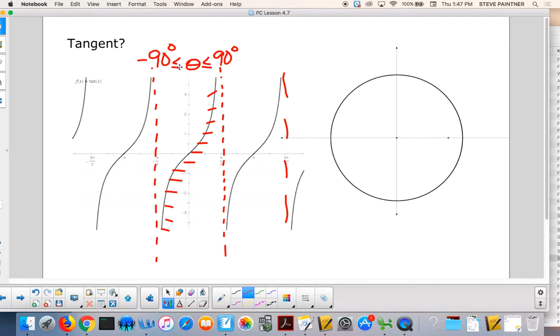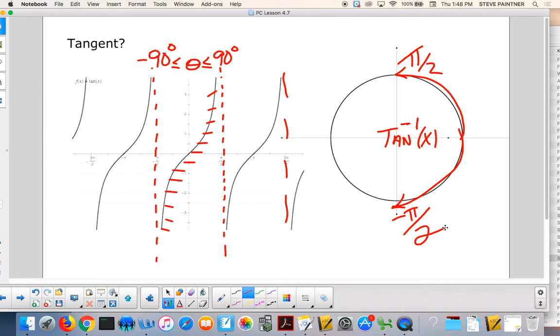Doesn't that look the same as what? Sine? It is. So inverse, if you ever get this, you give answers between what? Pi over 2 all the way down to what? Negative pi over 2. There's your domain. That's what you work with. You only work with quadrant 1 and 4. So which two inverse functions have the same domain? Sine and tangent. Now, cosine's different, and cosine is the hard one.